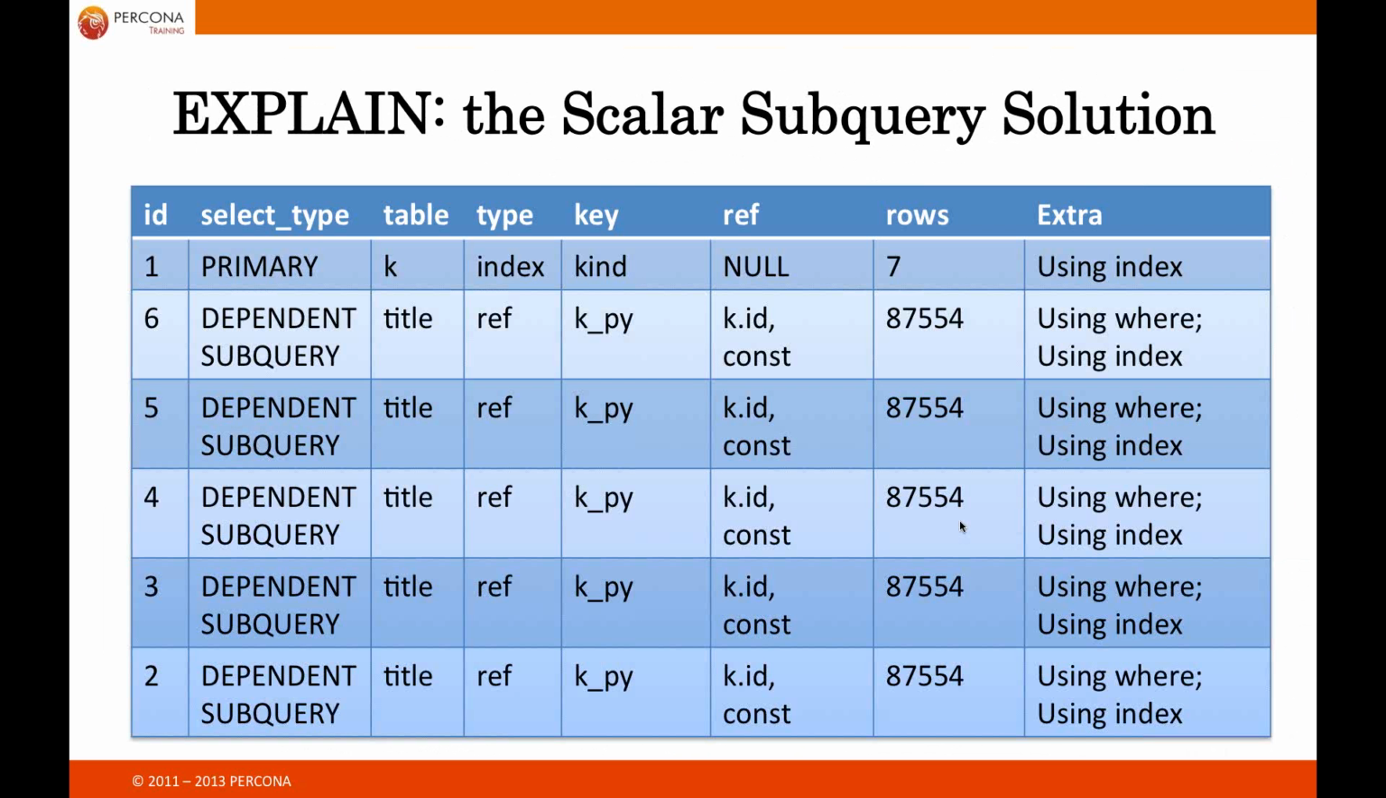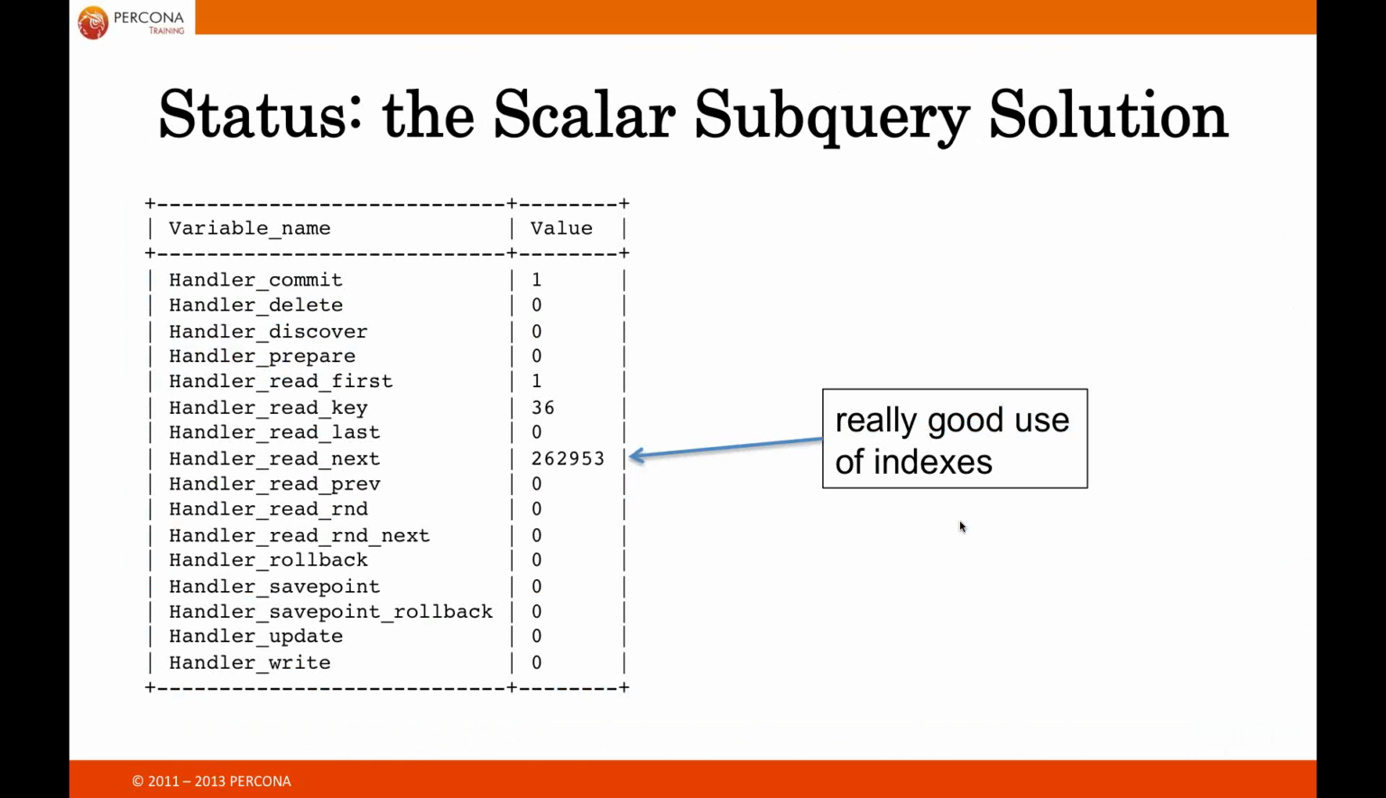And the explain looks a little scary because there are so many dependent subqueries. There's one for each of the distinct year values. But each one of them is using index, which is generally what we like to see as long as the indexes are fitting in memory. And there's no temporary table, there are no writes. It is making good use of indexes because these are all reading the next key value in order.